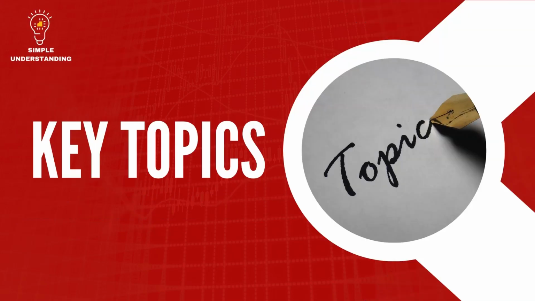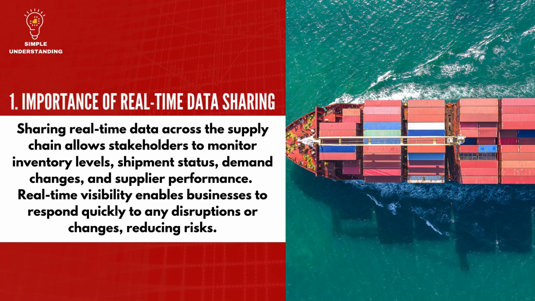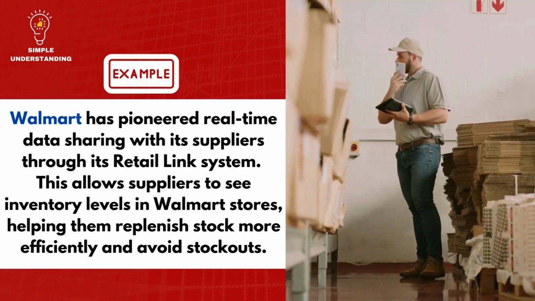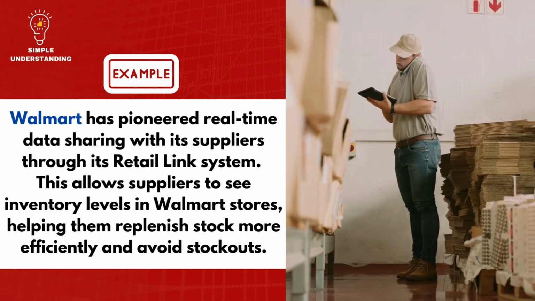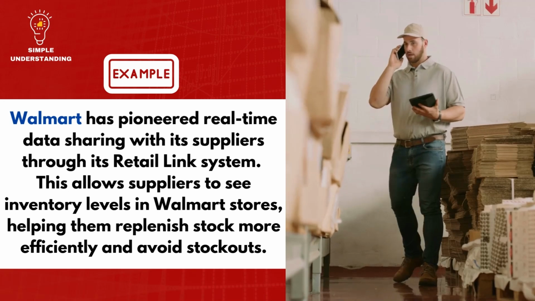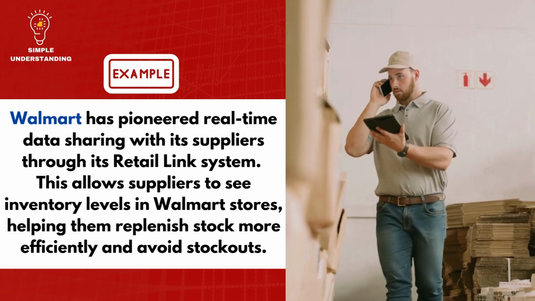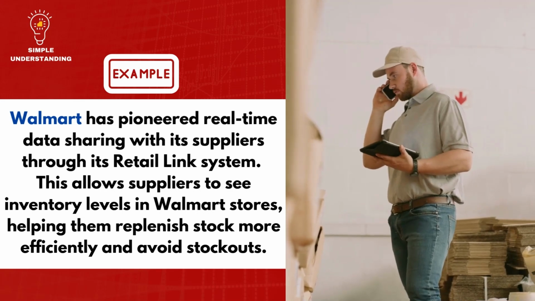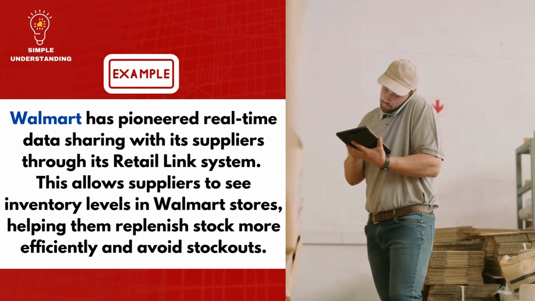Key topics. 1. Importance of real-time data sharing. Explanation. Sharing real-time data across the supply chain allows stakeholders to monitor inventory levels, shipment status, demand changes, and supplier performance. Real-time visibility enables businesses to respond quickly to any disruptions or changes, reducing risks. Example: Walmart has pioneered real-time data sharing with its suppliers through its Retail Link system. This allows suppliers to see inventory levels in Walmart stores, helping them replenish stock more efficiently and avoid stockouts.